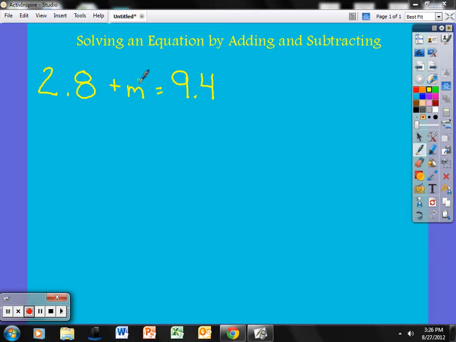Okay, to solve this, I need to isolate. Remember what isolate means? I want to get this variable, this unknown, by itself. So to do that, I need to move things to the other side of the equation. Here's that equal sign that separates one side of the equation from the other. And remember, whatever I do to one side of the equation, I must do to the other. It's a scale. Keep that balance.